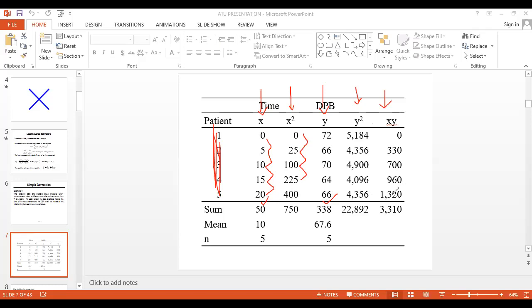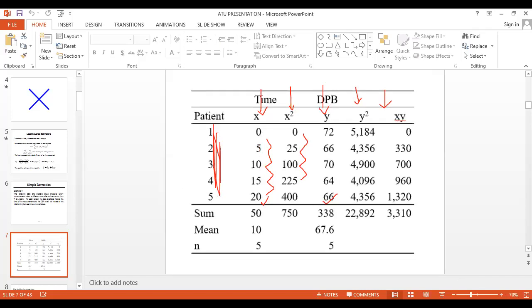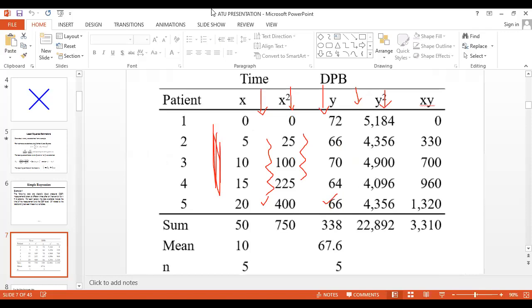So once you are done, what does the formula say? Your R value, the coefficient of correlation, is what? N is what? How many observations do we have? Your N is 5. Then the next one is what? Summation XY. So this is summation XY here. I don't think I have much space on this page. Let me minimize it a bit.